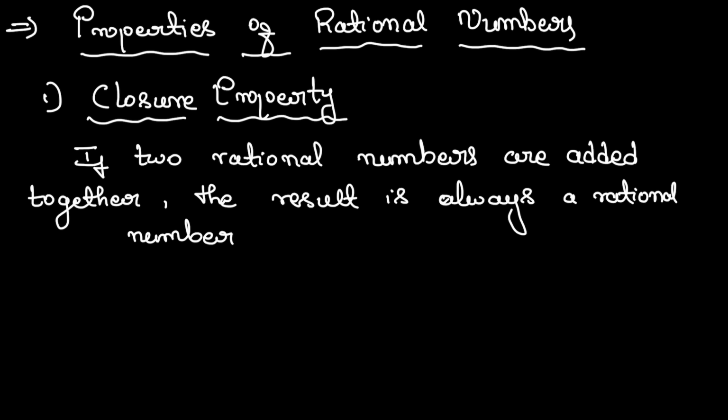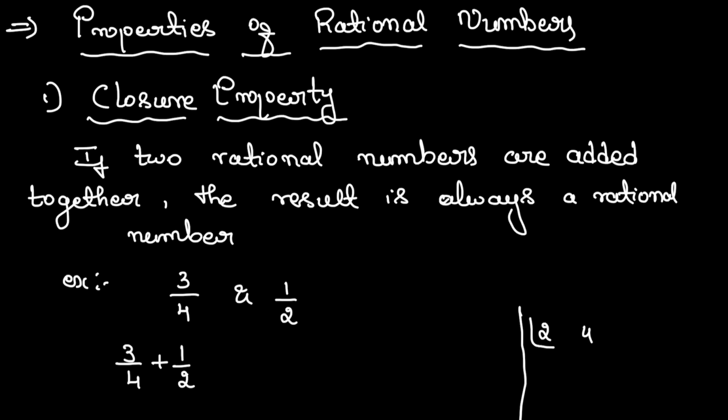Let's see a few examples whether this property holds good or not. Take any two rational numbers. I'm going to take 3 by 4 and 1 by 2. So if you add any two rational numbers, again the result will be a rational number. 3 by 4 plus 1 by 2. When you have fractions in addition or subtraction, you should take the LCM of the denominators. 2 and 4, let's take the LCM. The LCM is 4.